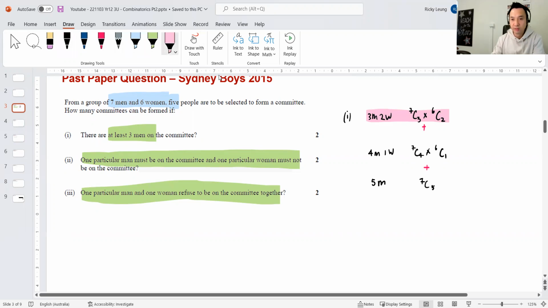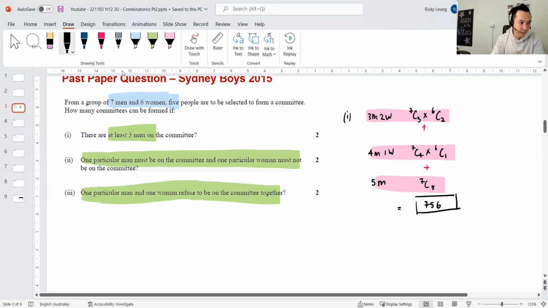So guys, we have 3 distinct cases. If you plug that into your calculator, hopefully that gives us, I think it's 756. Check that, please.